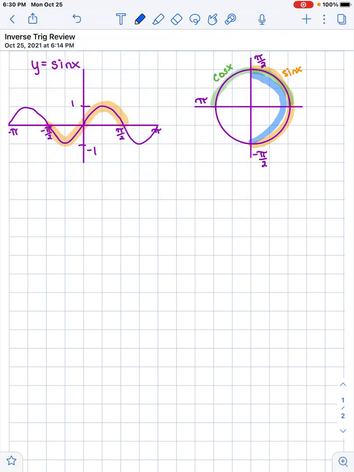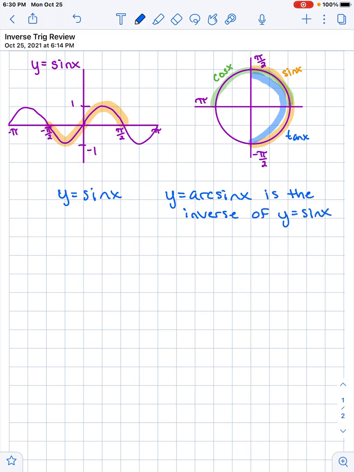So let's use some of this so I can explain what it is we're using this for. For example, to show the inverse, if we say that y equals sine x is the function, then we say y equals arc sine x is the inverse. You may have seen it written like this before as well.